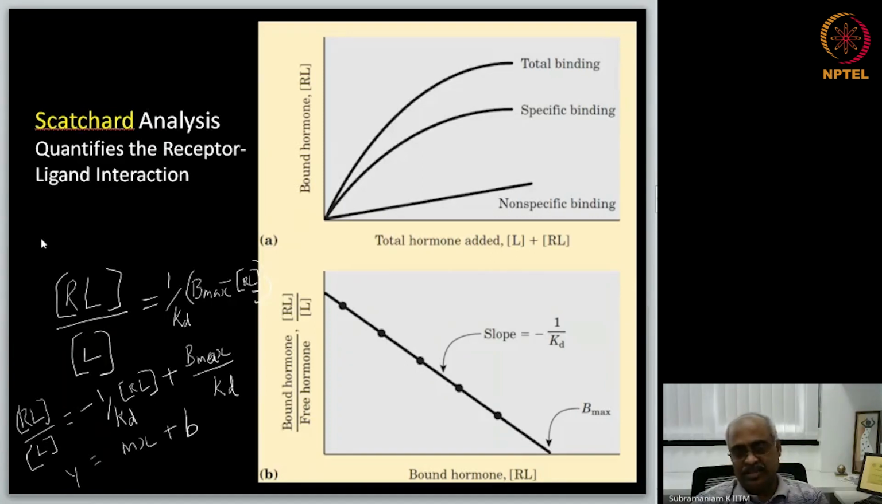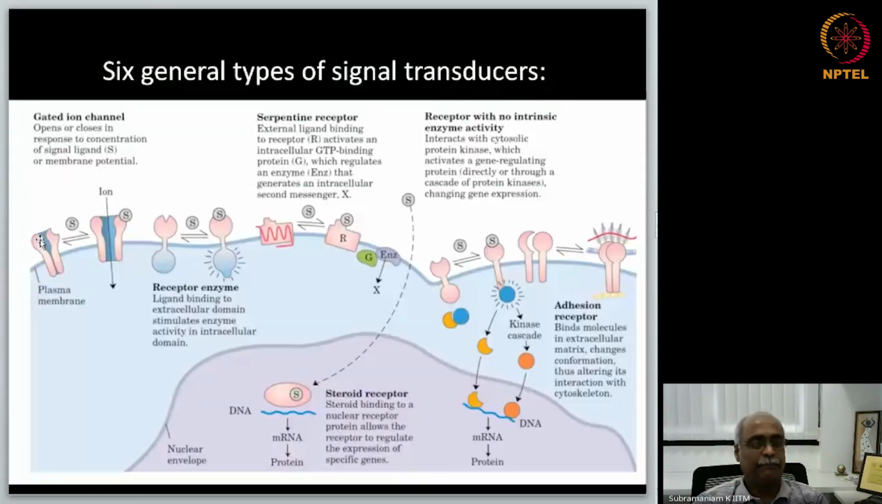So this is all the kinetics we are going to learn about receptor-ligand interaction, in this case, hormone-receptor interaction. Next we are going to look at the different kinds of signal transduction that happens with the hormone receptor binding. Okay, so these are summarized in this.